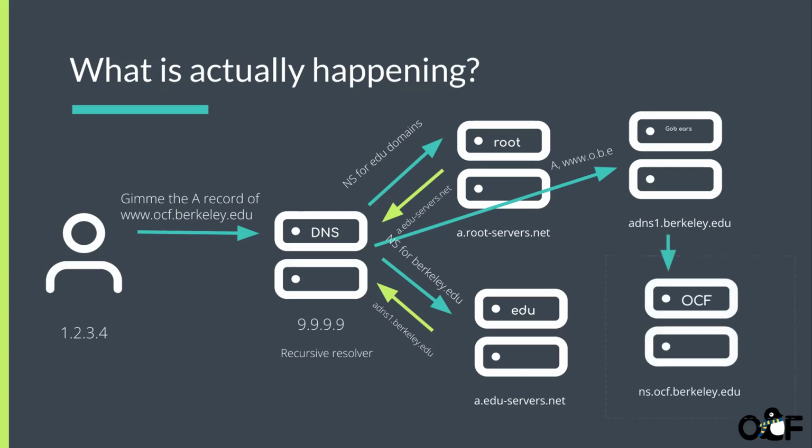Yeah. Oh yeah, fine. Okay. So when you request ocf.berkeley.edu, it'll send an NS record, and it says the name servers for that name live here. And then it'll request that.